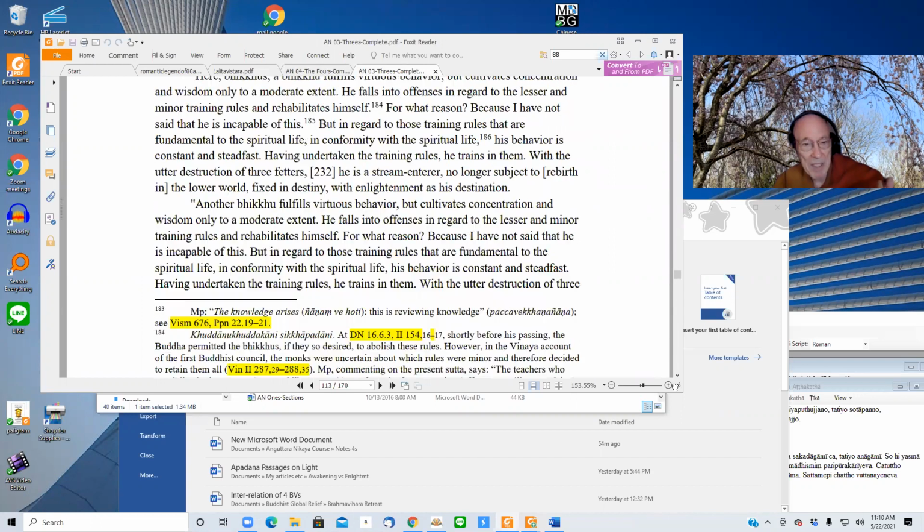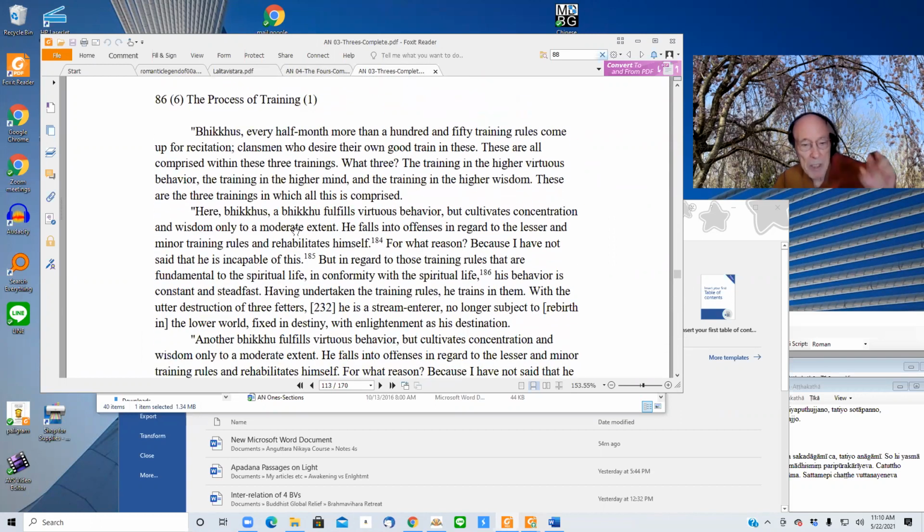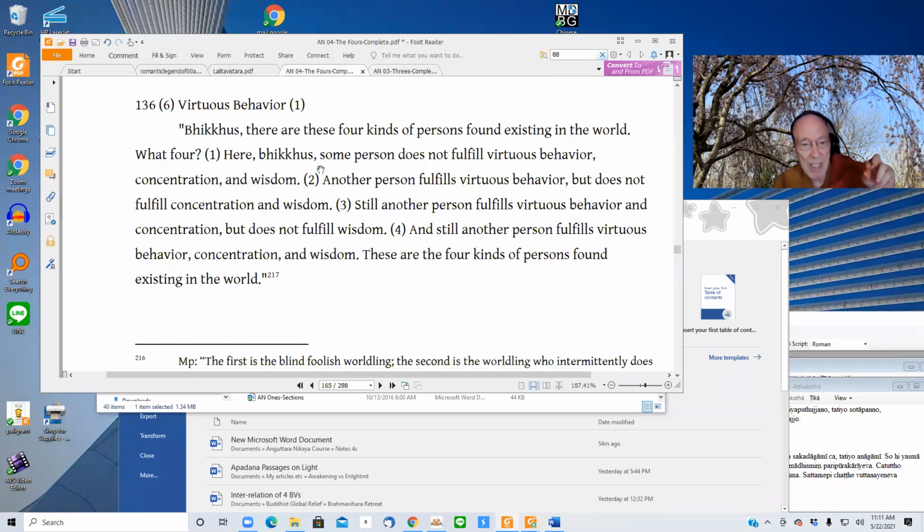Actually, that's not the sutta that I wanted. It's this one, which starts off in the same way. Okay, so this person fulfills virtuous behavior, but cultivates concentration and wisdom only to a moderate extent. And then it's said that with the utter destruction of three fetters, he is a stream enterer, no longer subject to the lower world, and so on. Okay, so this sort of corresponds to the second type of person mentioned in 4.136, the one who fulfills virtuous behavior, but not concentration and wisdom.